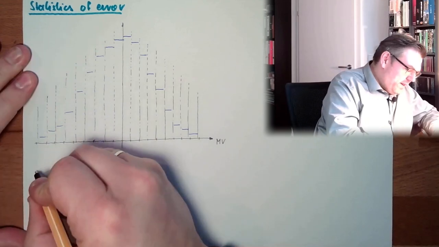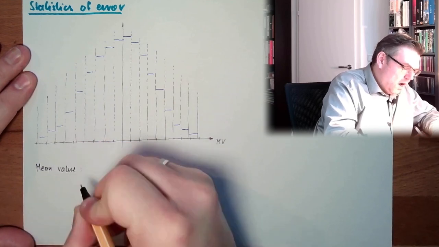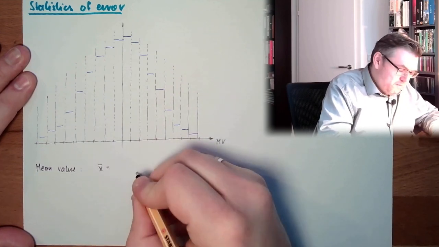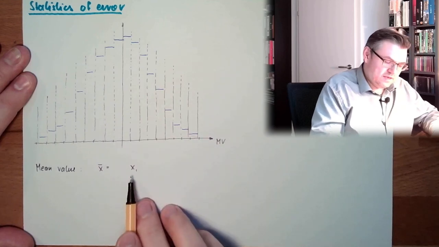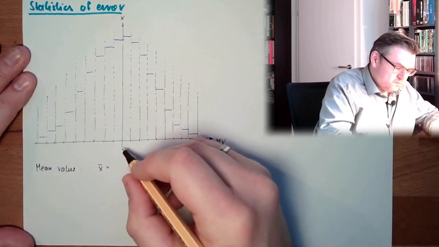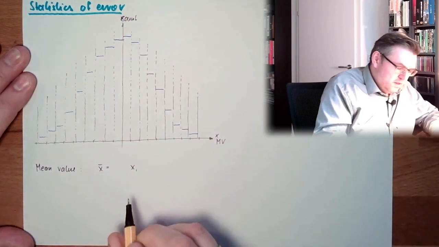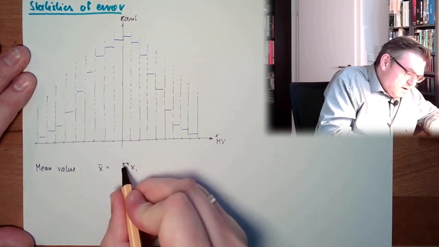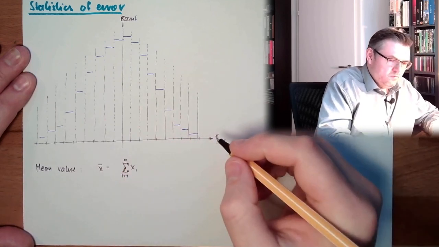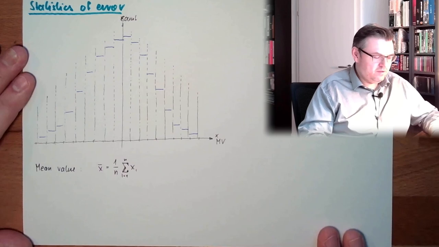Well, there is the mean value, okay? How to calculate the mean value? I have a series of measurements, xi. Here this is x, the measurement, and this is the count. To summarize all the results I've got, from 1 to n, I sum up all xi, and then I divide by the count of how many samples I've done.